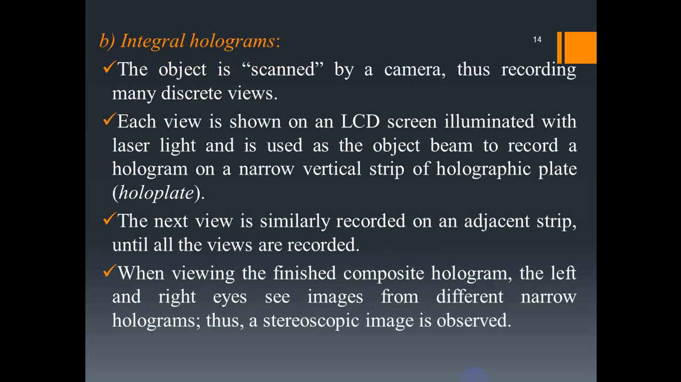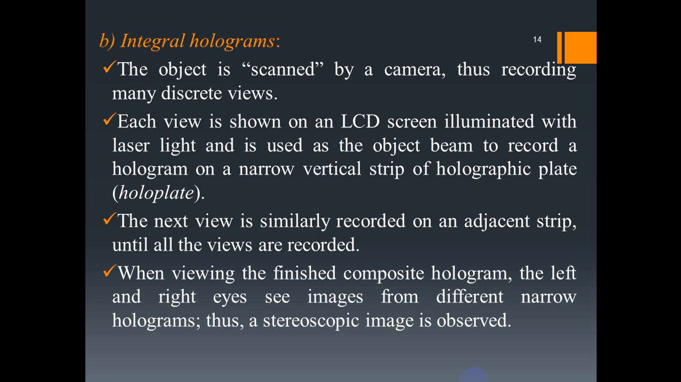So the next type of classification among the hybrid holograms is the integral hologram. Here a transmission or reflection hologram can be made from a series of photographs of an object, which can be a live person, an outdoor scene, a computer graphic, or even an X-ray picture. Usually, the object is scanned by a camera, thus recording many discrete views. Each view is shown on an LCD screen illuminated with laser light and is used as the object beam to record a hologram on a narrow vertical strip of holographic plate. The next view is similarly recorded on an adjacent strip until all views are recorded.